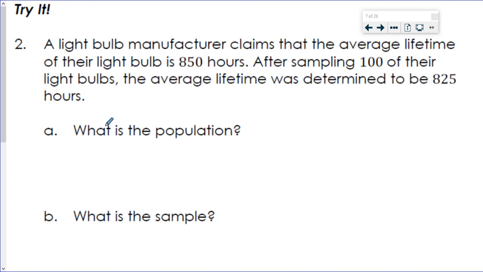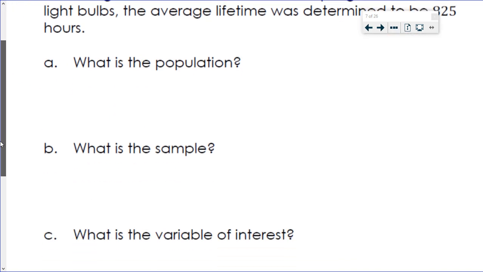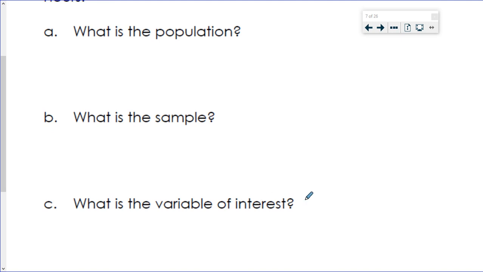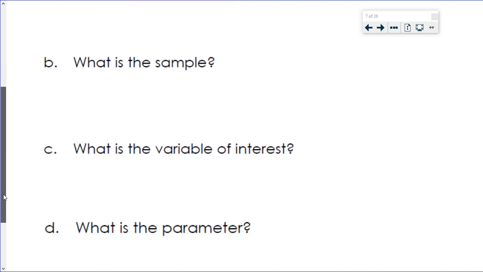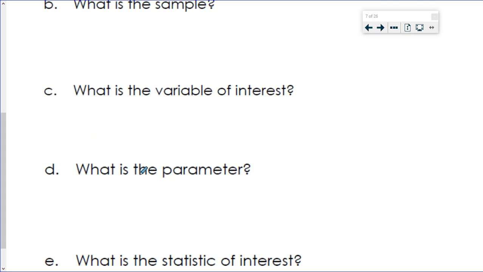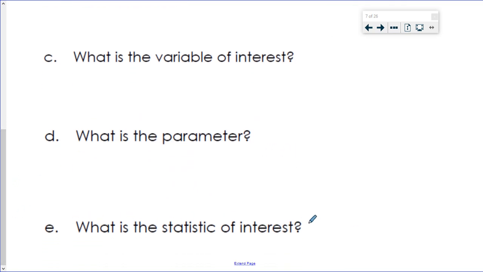All right, here's another question. A light bulb manufacturer claims that the average lifetime of their light bulb is 850 hours. After sampling 100 of their light bulbs, the average lifetime was determined to be 825 hours. So, again, what is the population? I'll let you guys try to answer that. What is the sample? What is the variable of interest? What is the parameter? And what is the statistic of interest?